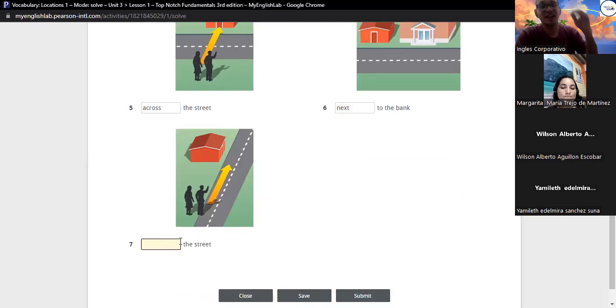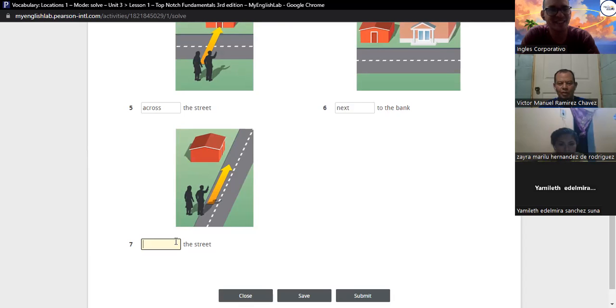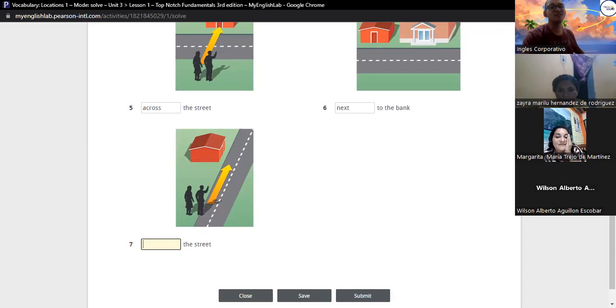On the left. No. On. No. Behind. That's like it is. Behind, es que detrás. Behind. No. On the ocean. No. Next to? No. We need to practice the locations, guys.